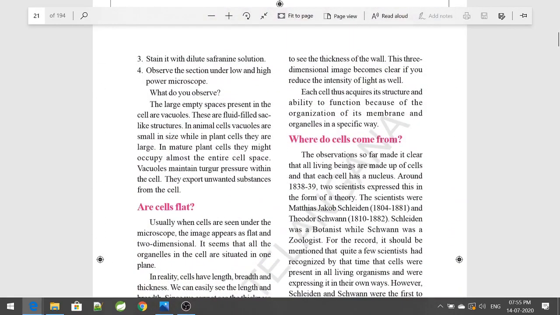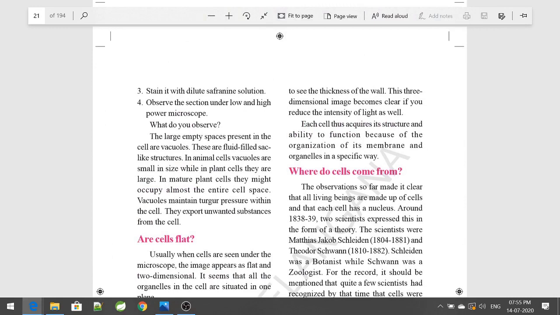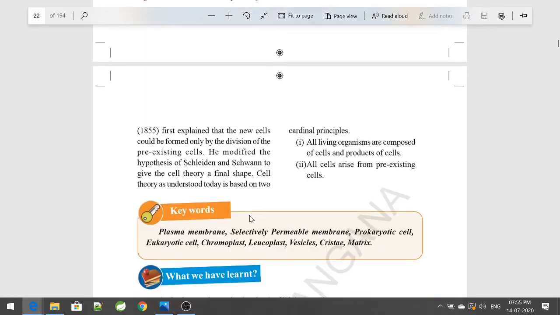Vacuole we have seen in plant cells only. Okay, which is needed for the stiffness of the plant, and also it is needed for the storage of water, and vacuoles maintain turgor pressure within the cell. They export unwanted substances from the cell. So what are the key points?